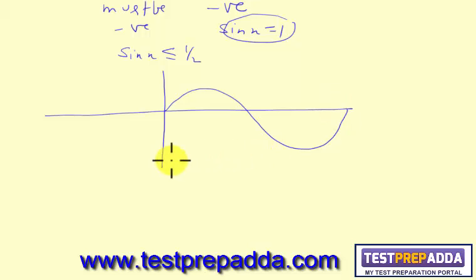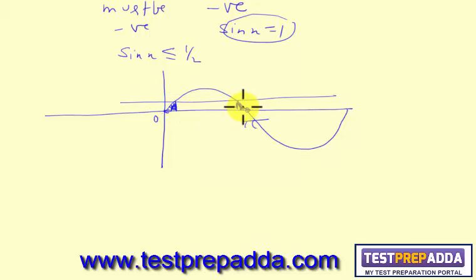Okay, now this is 0, this is pi. Between 0 to pi we have to find the values. Sin x less than or equal to half means the question talks about this portion.